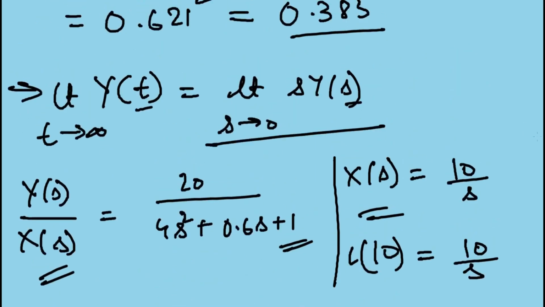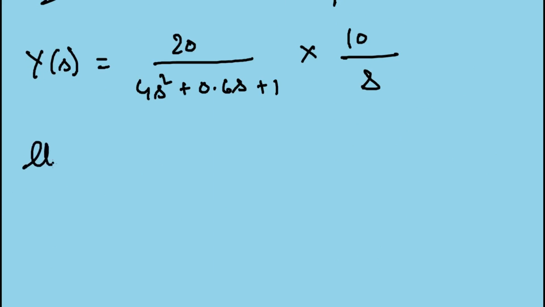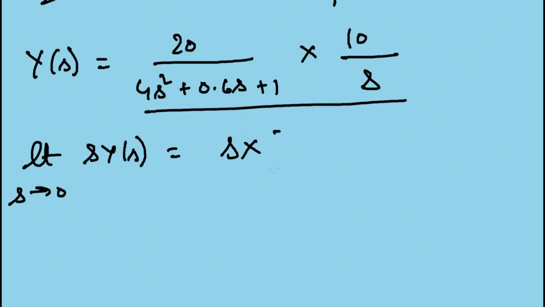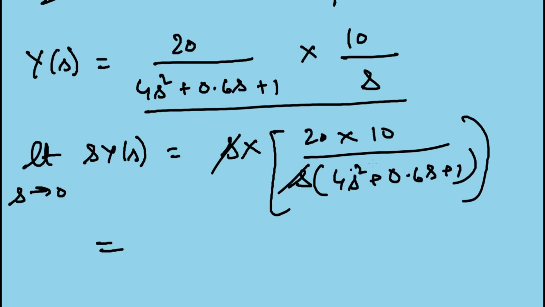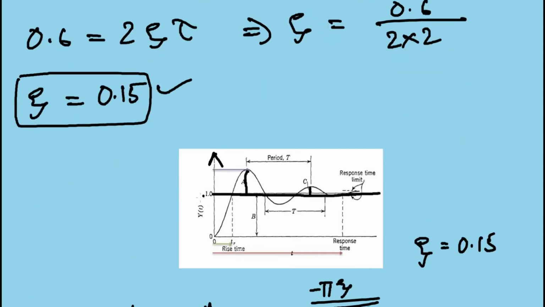Now if I put this limit, what I will get is limit s tends to 0 of s times Y(s). What will this be? This will be equal to s into this entire thing, so 20 into 10 divided by s into 4s square plus 0.6s plus 1. The s will get cancelled, so what I will have is 200 divided by something, but s tends to 0. So if I put s equals 0, this will cancel out, this will cancel out, and I will simply get 200. So this is nothing but my ultimate value. This value will be 200 for this problem.